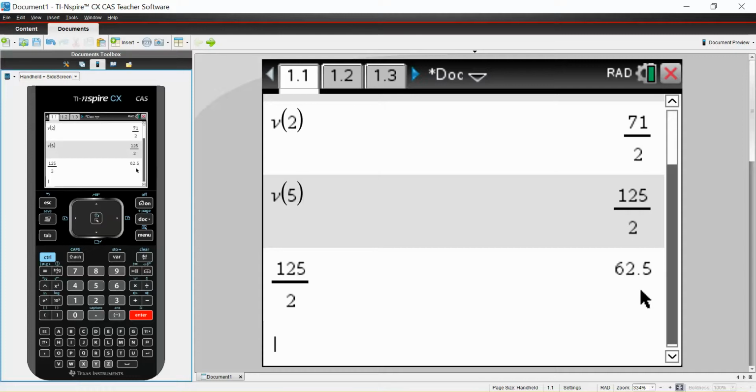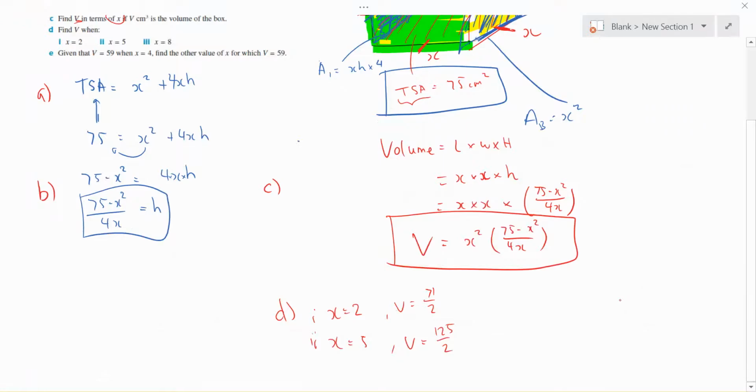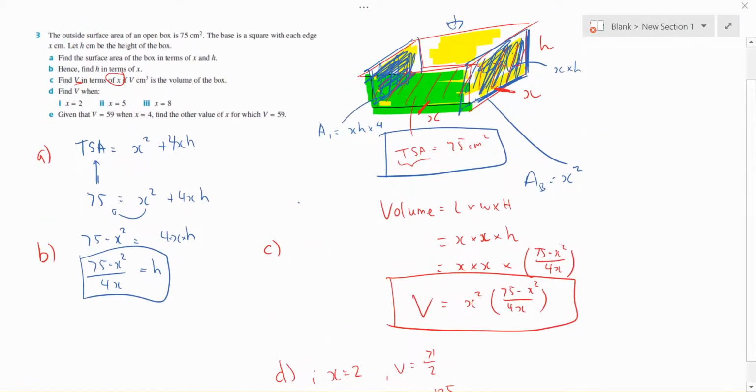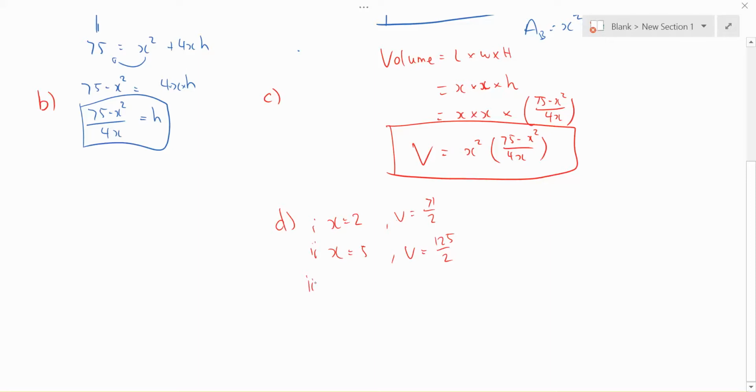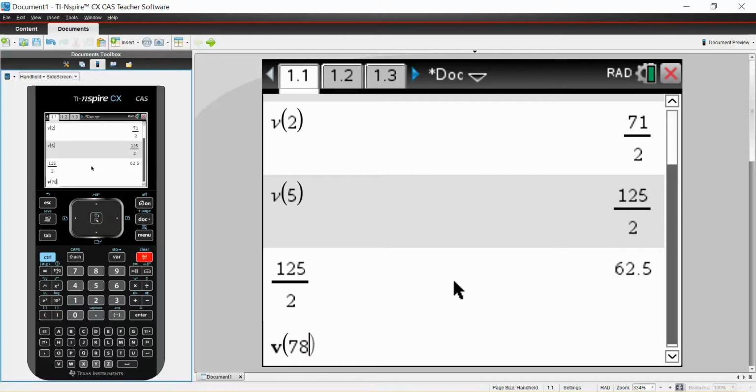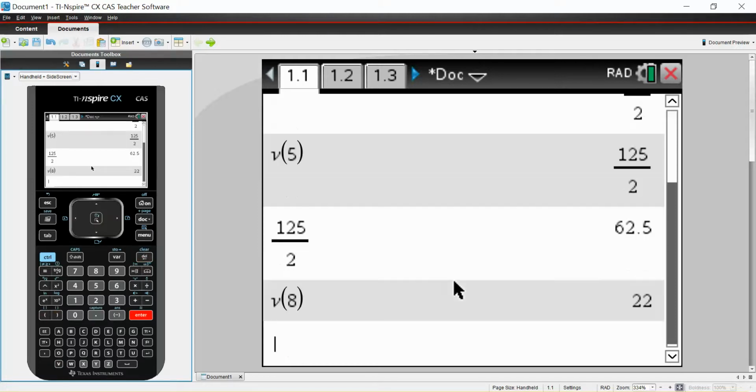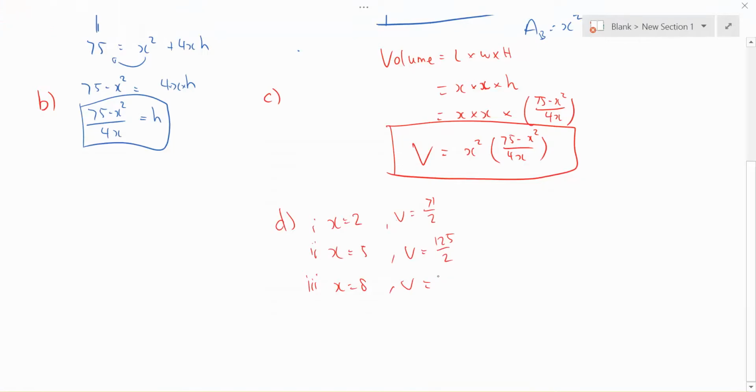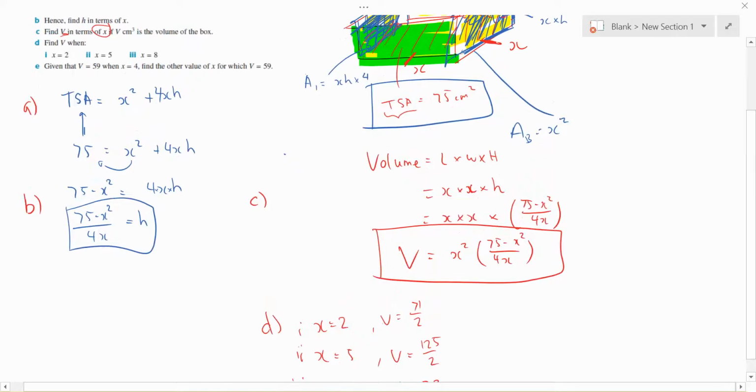If I don't ask for decimals, you've got to give it as an exact value. This is called an exact value. If I ask for decimals, give me decimals. 62.5, right? They didn't ask for decimals, no. And then x equals 8. Volume v is equal to, same thing again, v of 8. Bam, 22. So 22. Pretty easy.